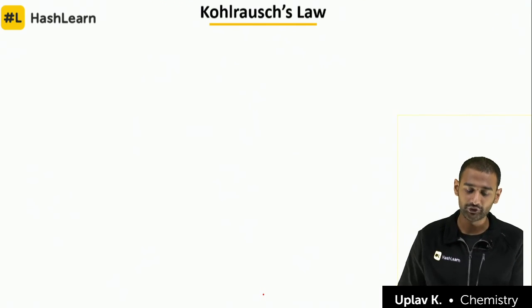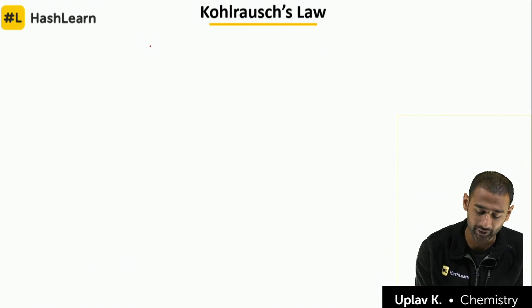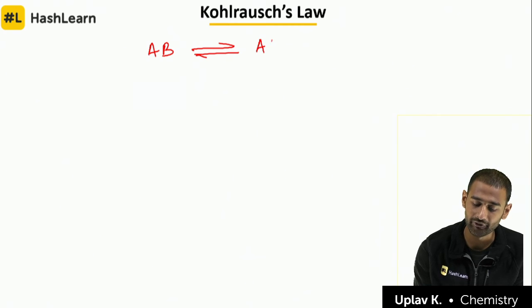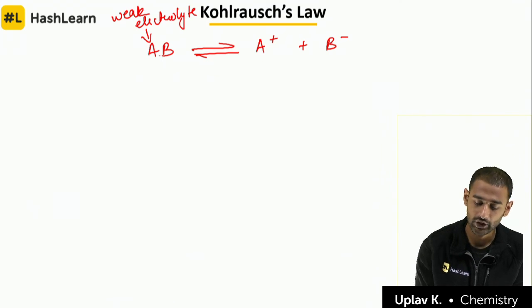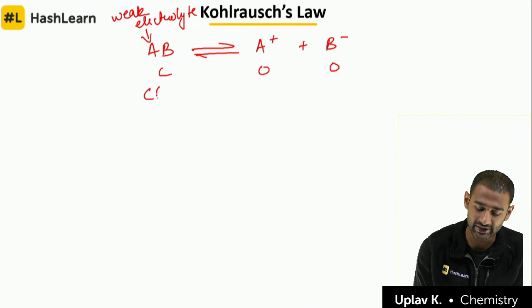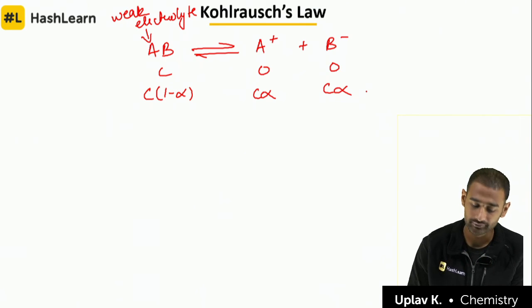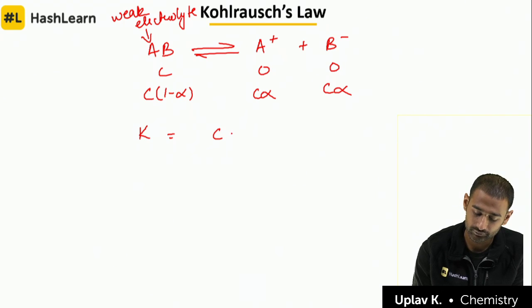So basically I just wanted to give one formula again. So what happens, suppose I am talking about something like an AB. Okay. So what happens to AB? It will give you A plus and B minus. Now if I assume that this is a weak electrolyte, it means इसका degree of dissociation बहुत कम होगा. So initially this is suppose C, this will be 0, this will be 0. After some time it will become C into 1 minus alpha, this will become C alpha, this will also become C alpha. So I can write the value of K now. So it will be C square alpha square divided by C into 1 minus alpha, right?